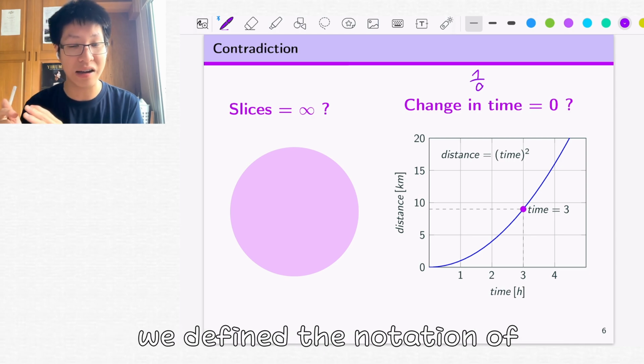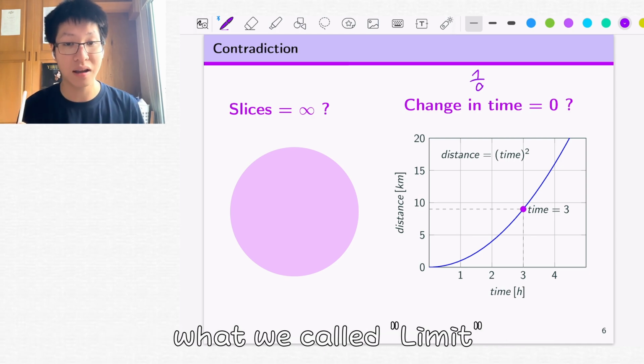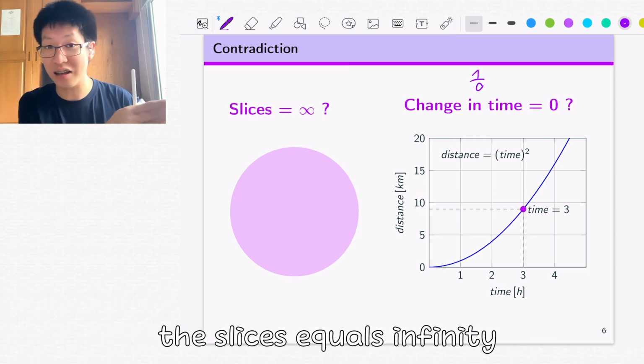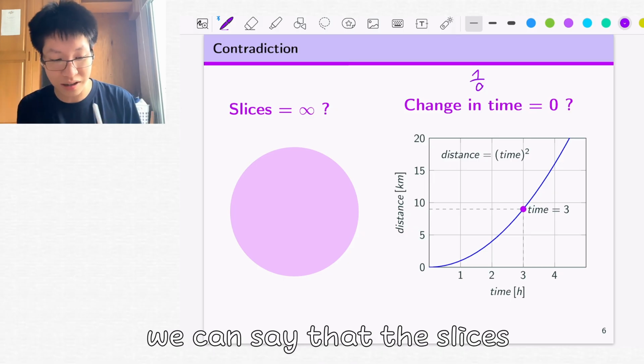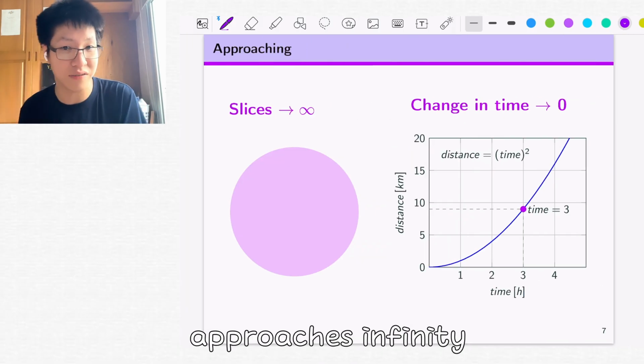And that is why we defined the notation of what we call limits, where instead of saying the slices equals infinity, we can say that the slices approach infinity.